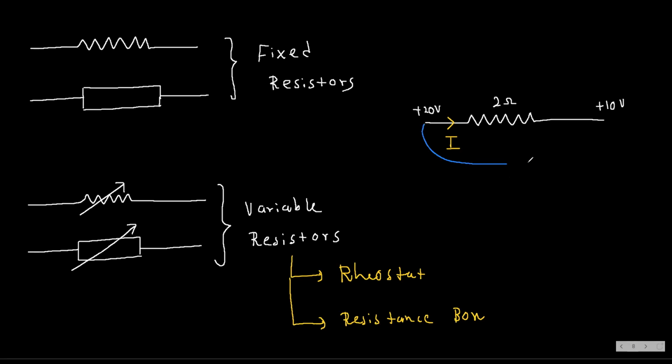We know the voltage difference across a resistor is 10 volts. So I'm going to apply Ohm's law for this one. V is equal to IR. So we can say 10 is equal to I into R, where R is 2. Then I is equal to 5 amperes or 5 amps. Is it clear for everyone?